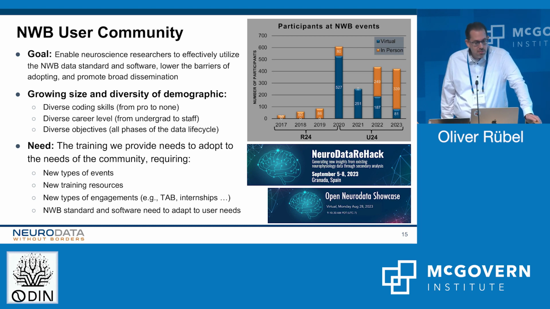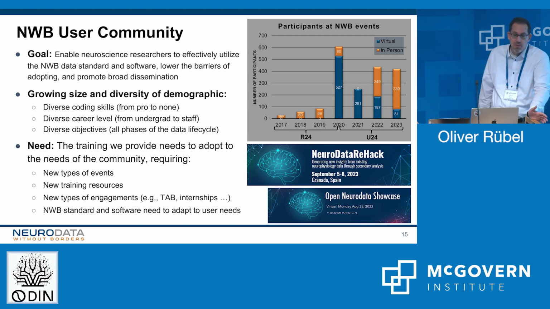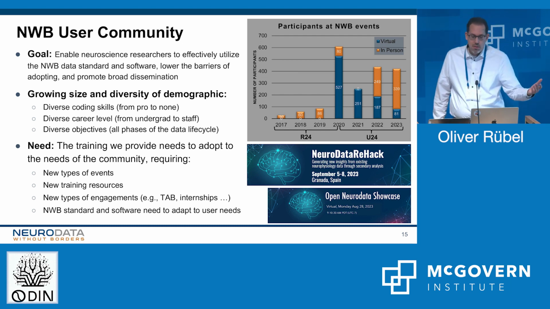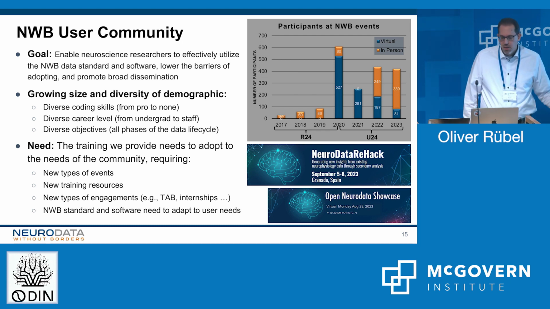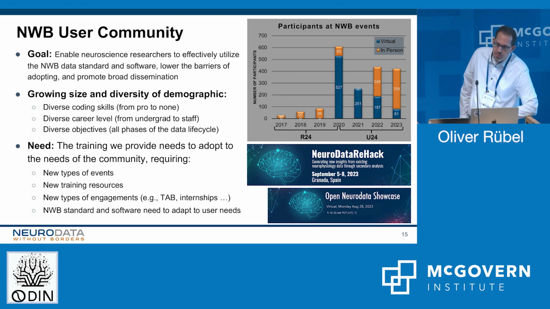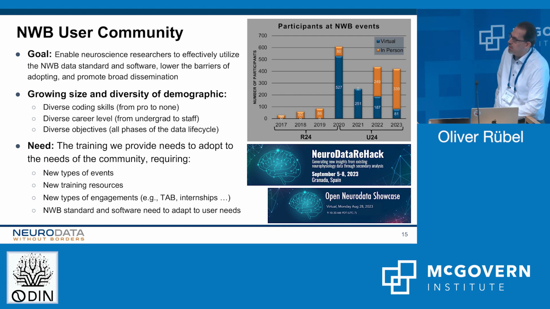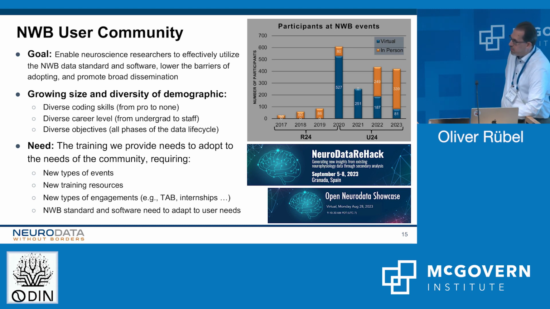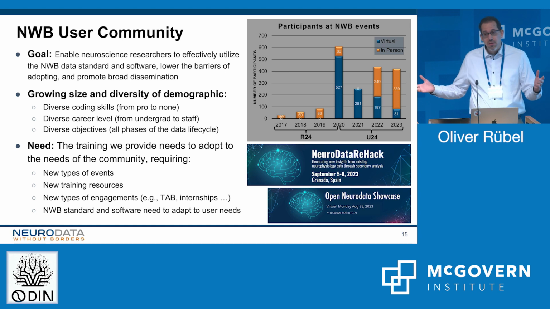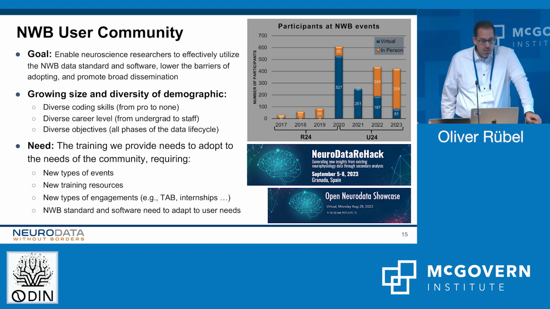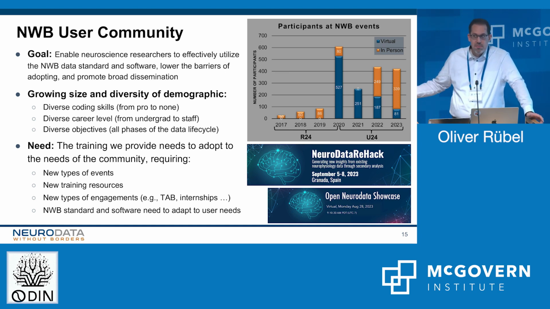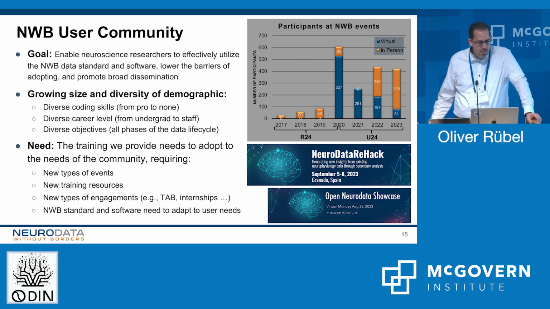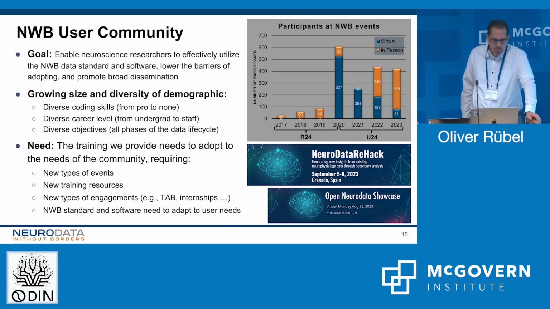And so what that means is now we're engaging with users that have a much more diverse set of skills in terms of coding, from users that are professional software developers to users that don't know coding at all. We have a much more diverse set of career levels that we're engaging with, from undergrads and students to professional neuroscience staff. And then users have a much broader range of objectives that we need to meet that are aligned across the different phases of the data lifecycle, from acquisition to analysis and publishing.